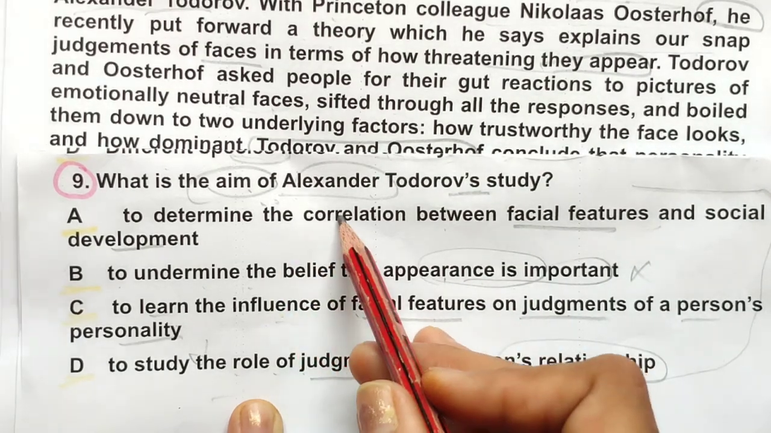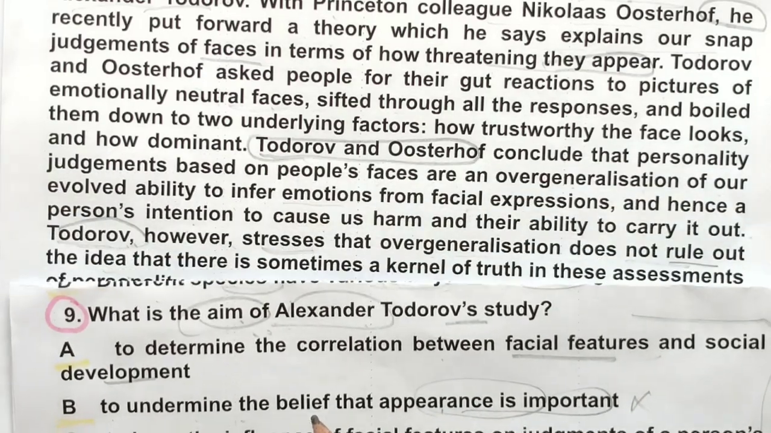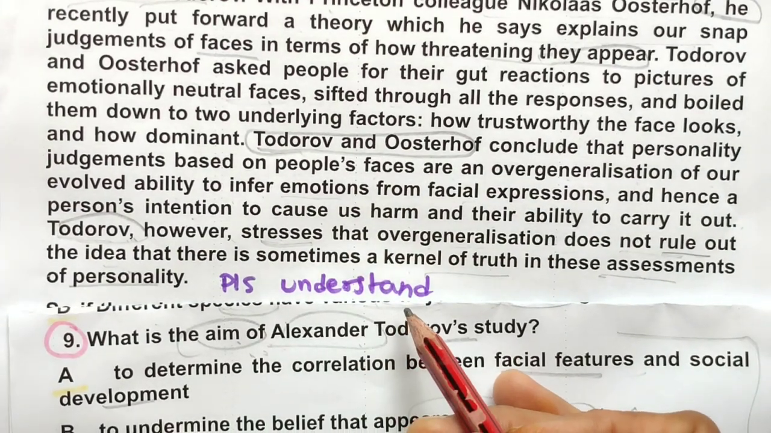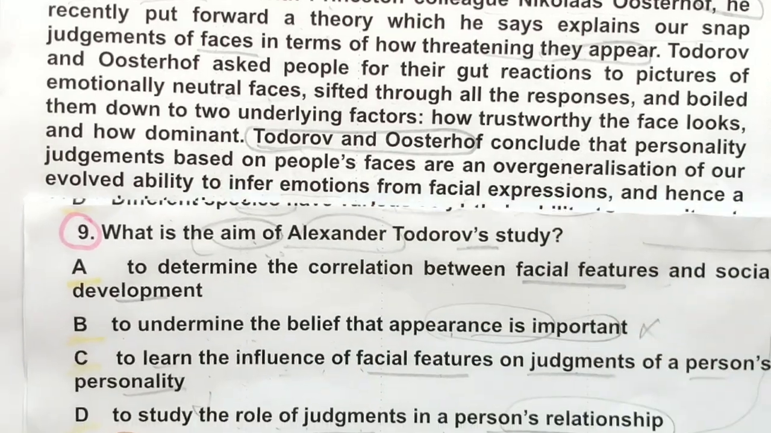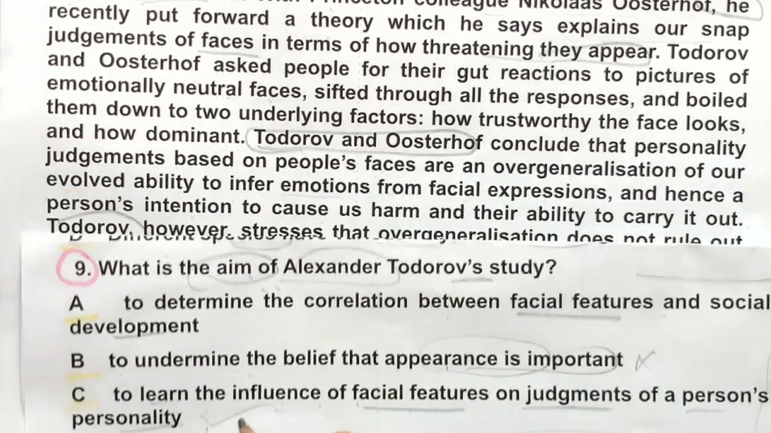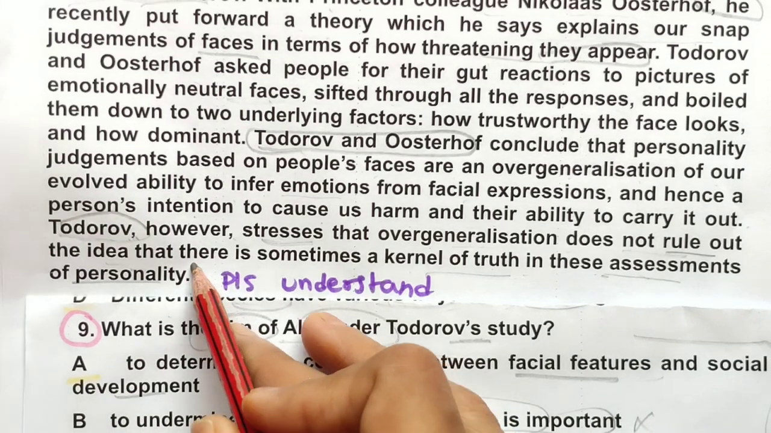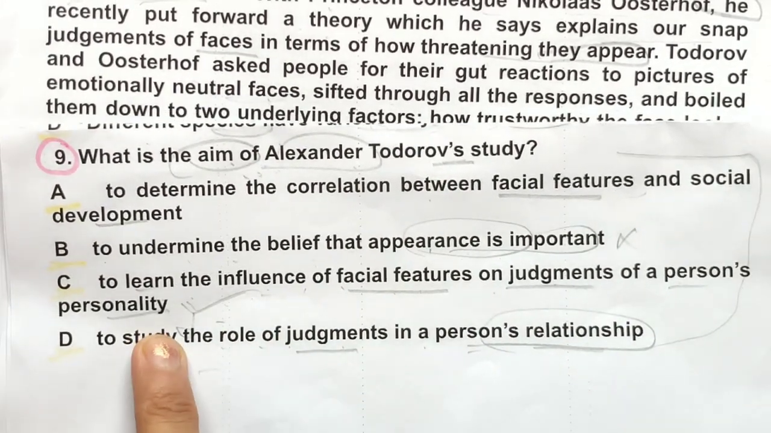So the confusion is between A and C. The influence is what they are actually talking about, the truth in these assessments of personalities. Facial features on judgments of a person's personality, we can mark this according to this. So I will select C. I think this will be correct.